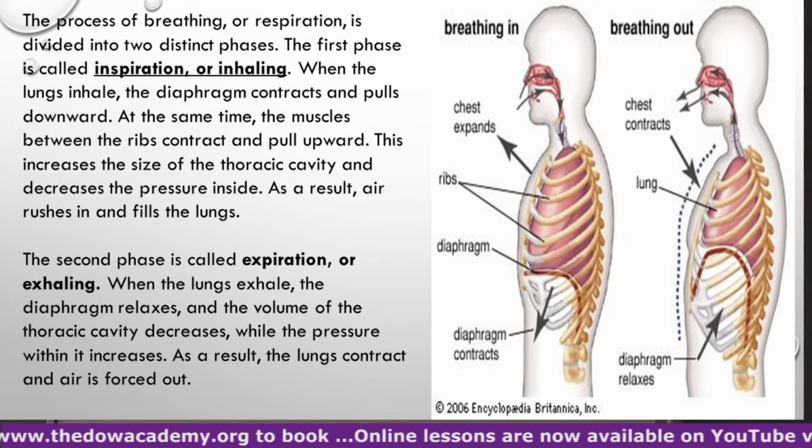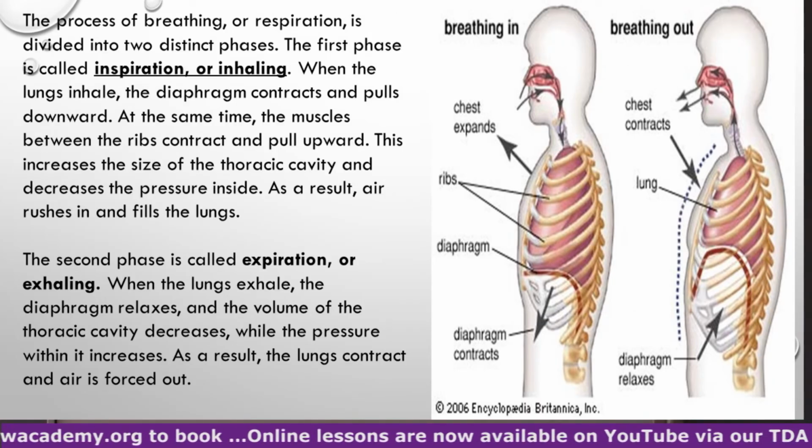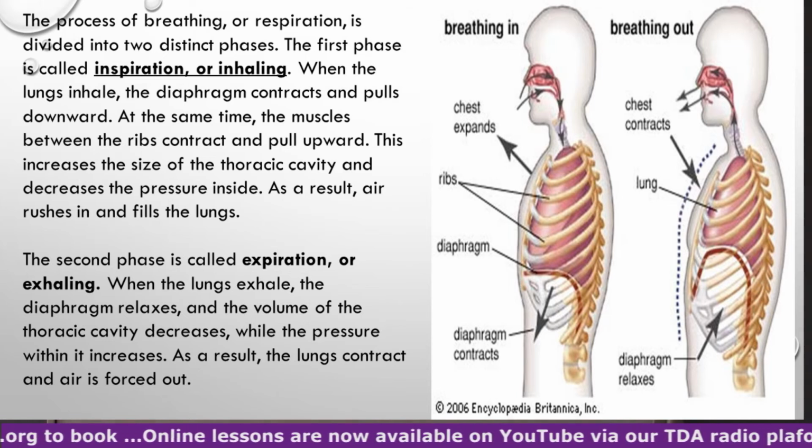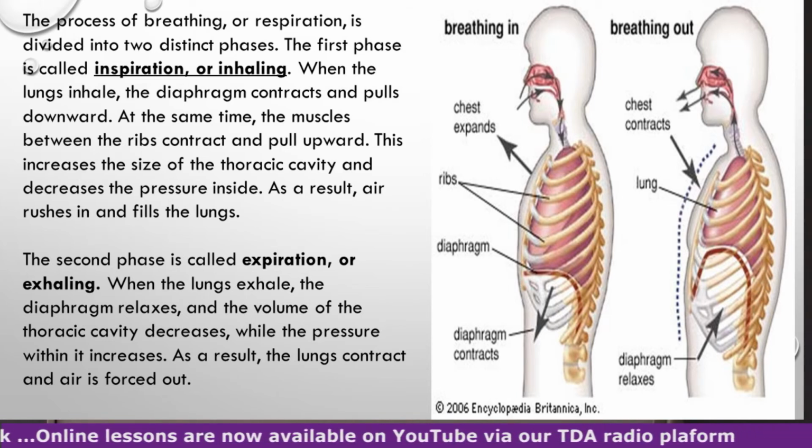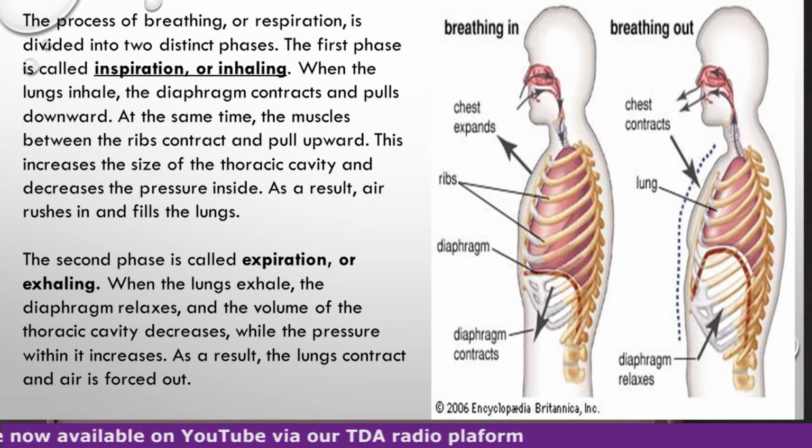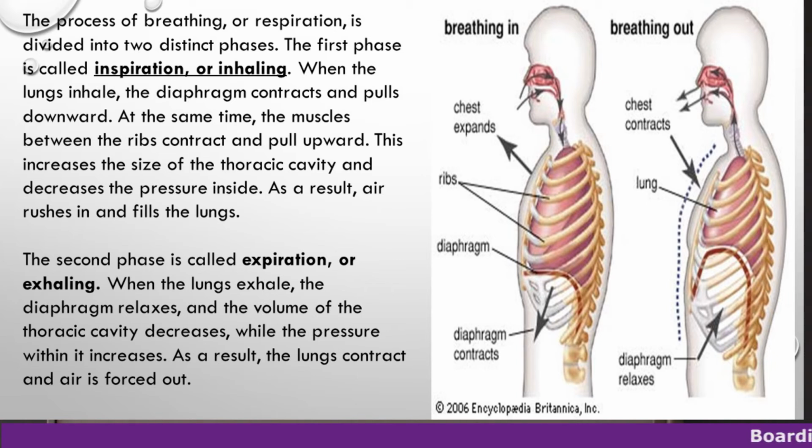Moving on, this is a diagram of what happens when you breathe in and when you breathe out. The inhalation and exhalation. What happens to the diaphragm, what happens to your intercostal muscles, and what happens to your lungs when you breathe in and out. So it is the process of breathing or respiration. It is divided into two distinct phases. The first phase is called inspiration or inhaling.